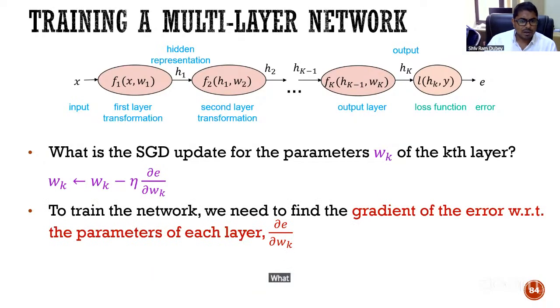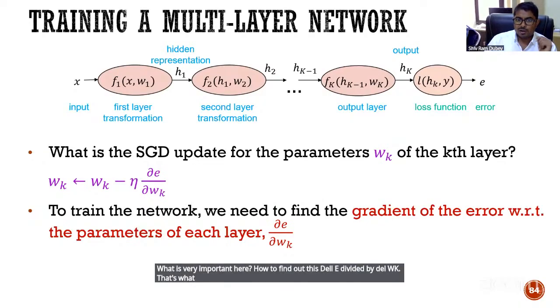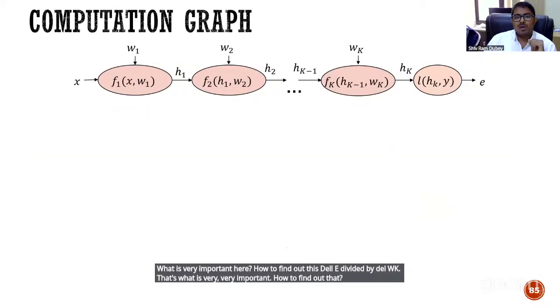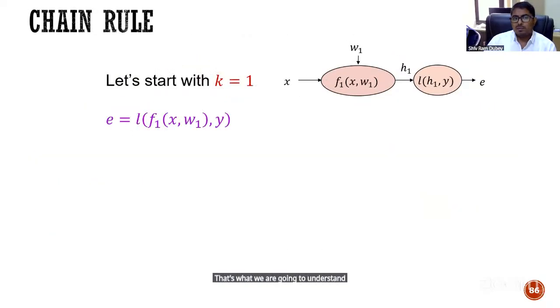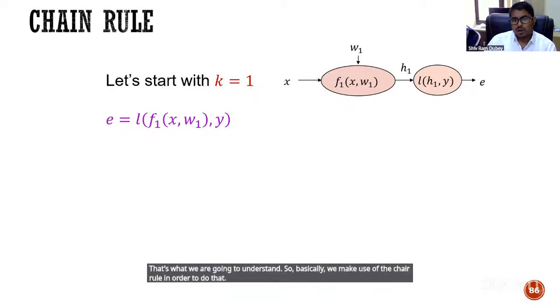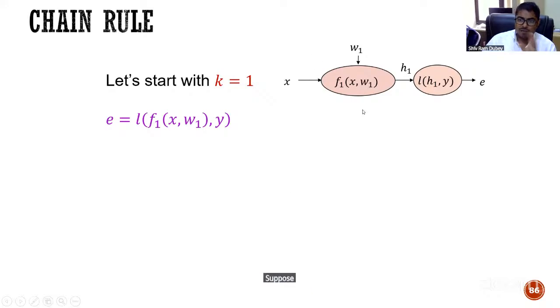What is very, very important here is how to find del E divided by del wk. How to find that is what we are going to understand. Basically we make use of the chain rule in order to do that. So now let's start with k equals 1. Suppose we have only one hidden layer, for example, only one layer here.